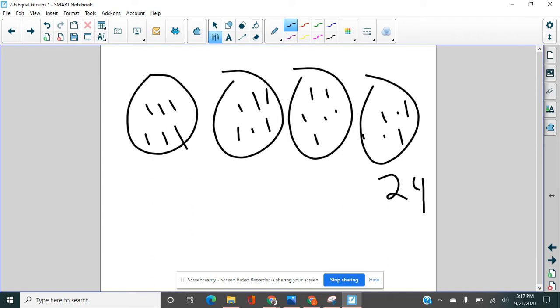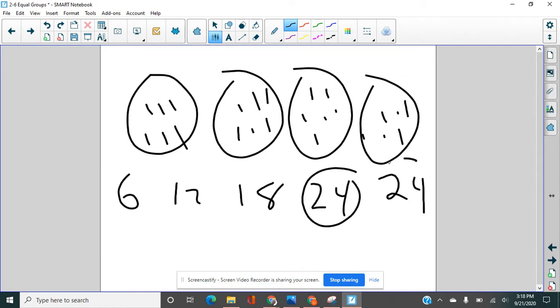Some people might have counted groups of 4. Actually, I would have counted groups of 6 probably. So if this is 6, then this is 12, 18, 24. We can see that 24 is the correct answer.